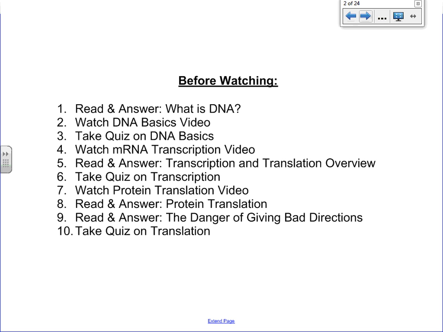This one's also really important because we're going to be talking a lot about mutations today, which was the main focus of that reading. And last but not least, taken the quiz on translation and hopefully passed that one as well.